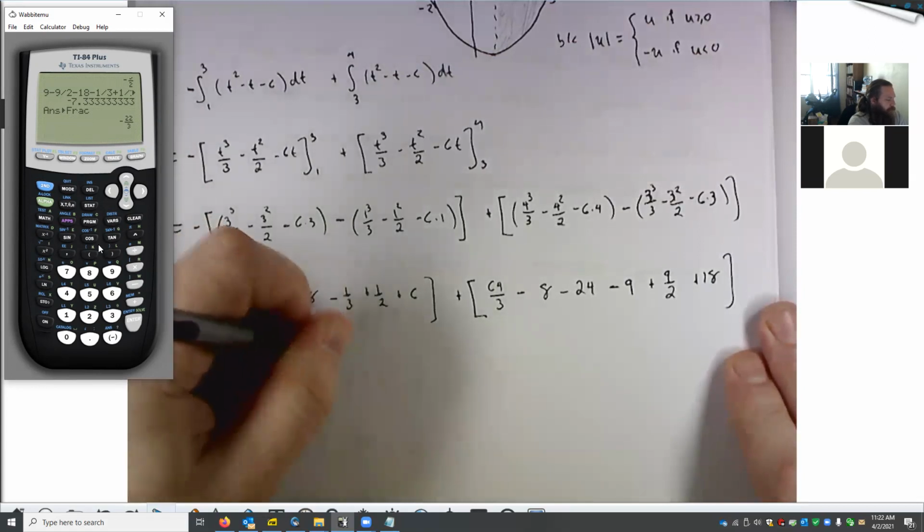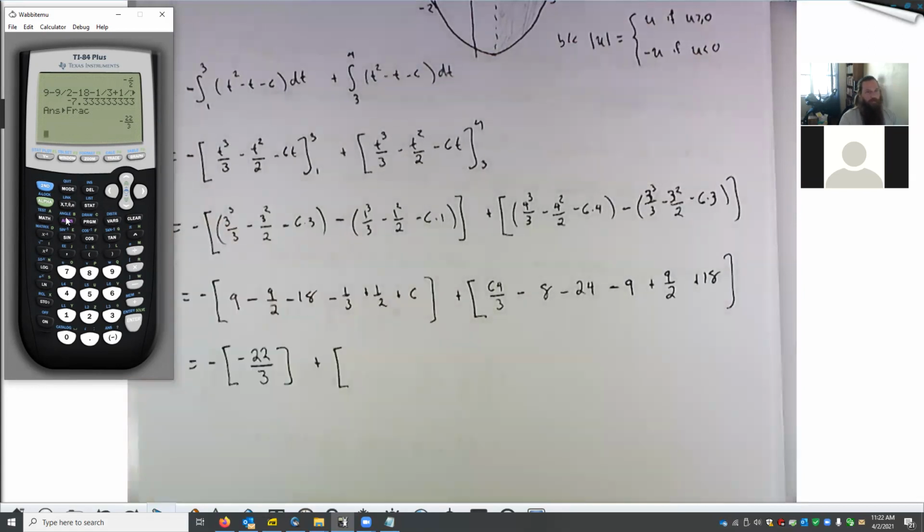And then here we have plus 64/3 minus 8 plus 24 minus 9 plus 9 halves plus 18. And again, as a ratio, that is 17/6.